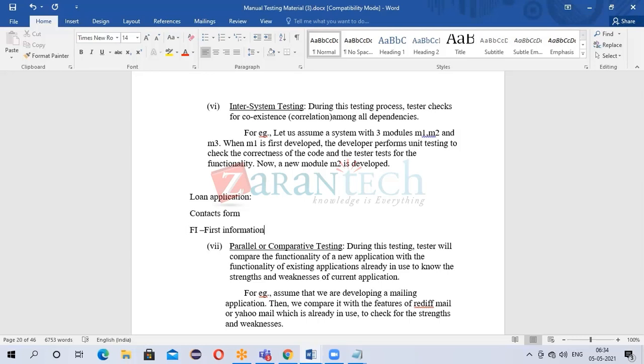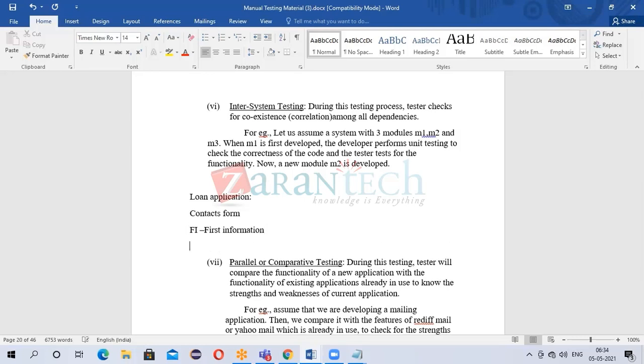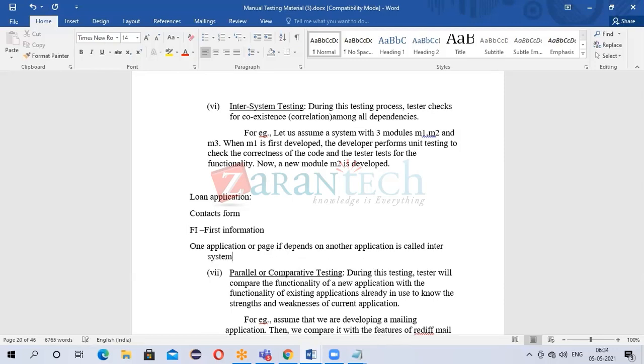One application or page depending on another application is called inter-system testing. That's it.